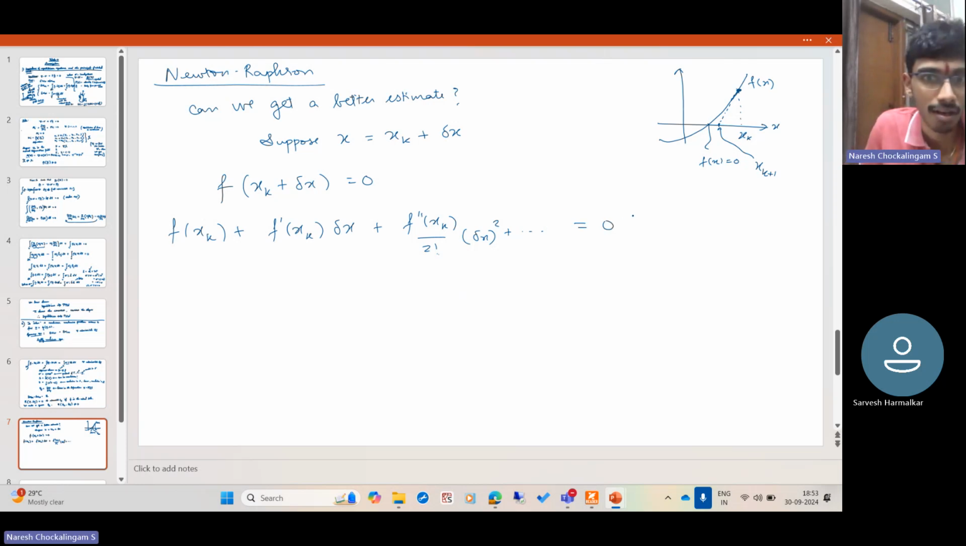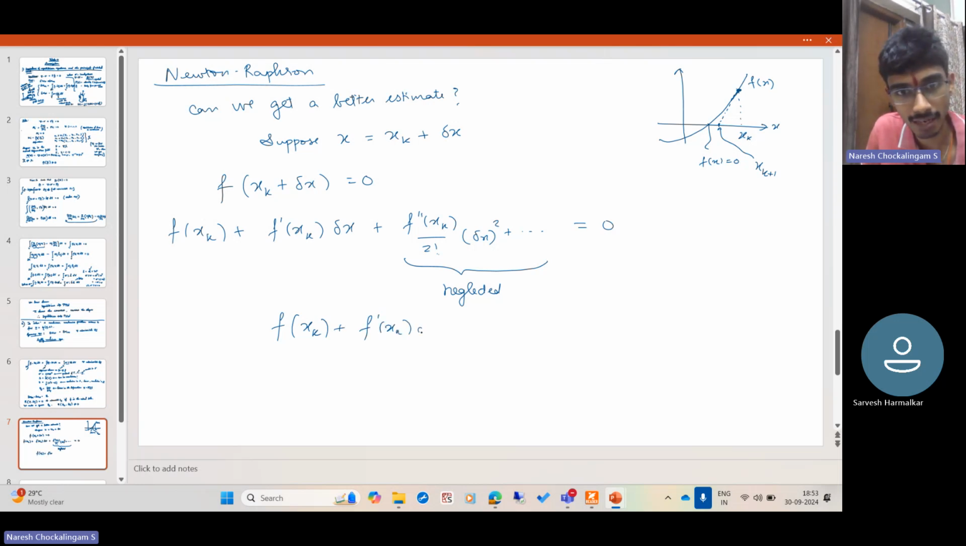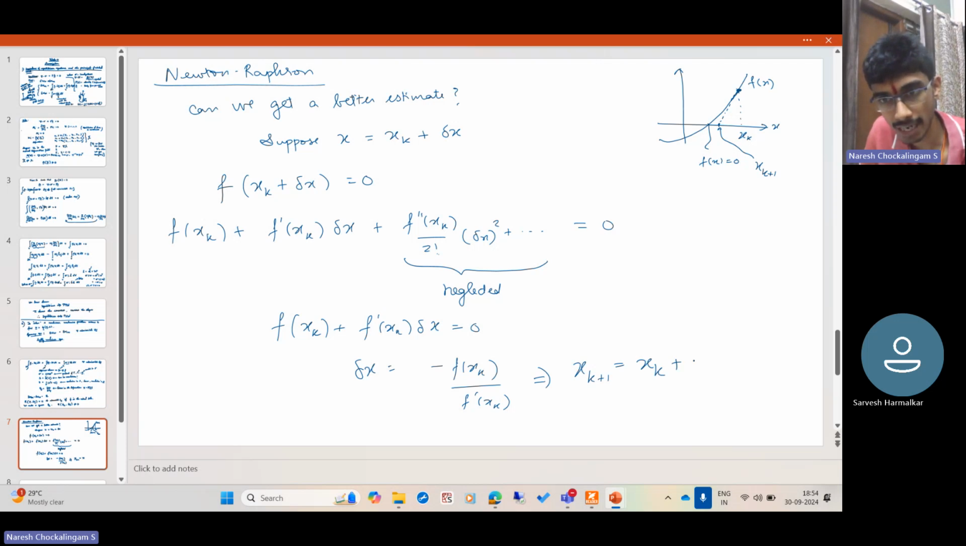This should be equal to 0. But again, this is non-linear in delta x, so we can't do anything. Let us try, if we are fairly close to the root, this can be neglected. So we come up with an improved estimate, which is f of xk plus f dash of xk delta x equal to 0. So we get delta x as minus f of xk by f dash of xk. So an improved estimate is obtained as xk plus 1, which is xk plus delta x, which is xk minus f of xk by f dash of xk.